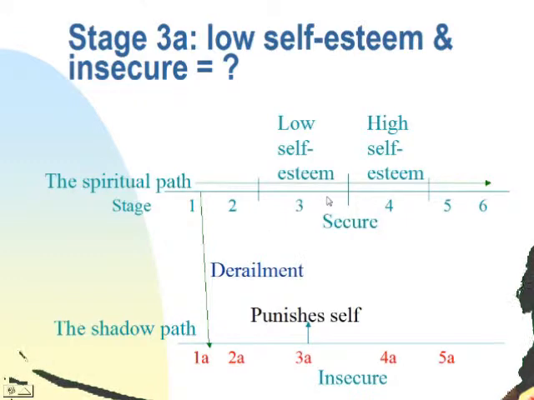So about 47% of people are at stage 3. So let's start off with that. People who have a low self-esteem and they're on the spiritual path, that means they're secure. Basically, they're followers in society. And because they're secure, they don't have any problem with that. They don't mind being followers. Being a leader is not something that they aspire toward, and they're comfortable being a follower.